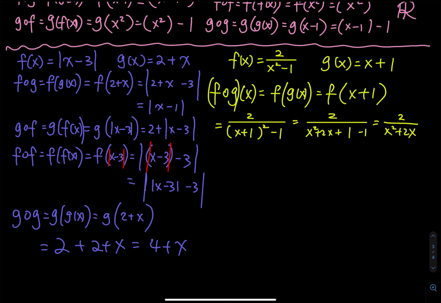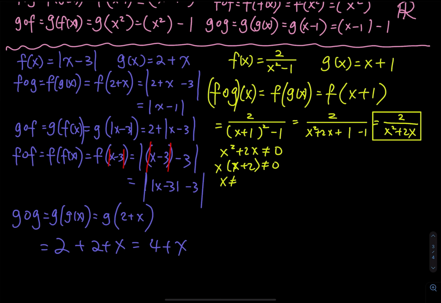So this is the composition function. You can leave your answer like that. When they are asking for the domain, this is a rational function. Therefore, the denominator cannot be equal to 0. So factor this out, x times x plus 2, no 0, then x cannot be equal to 0 and negative 2. So x cannot be equal to these two numbers.